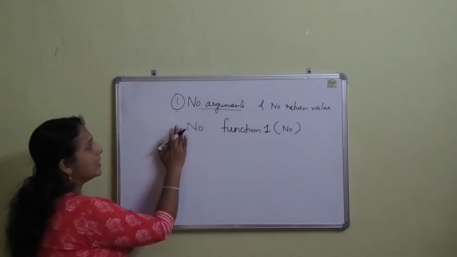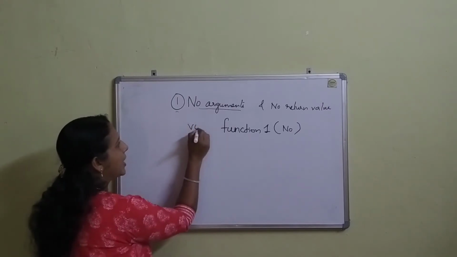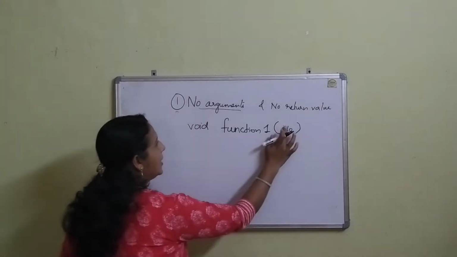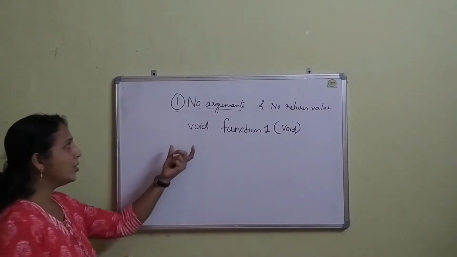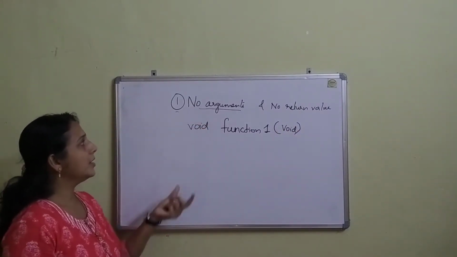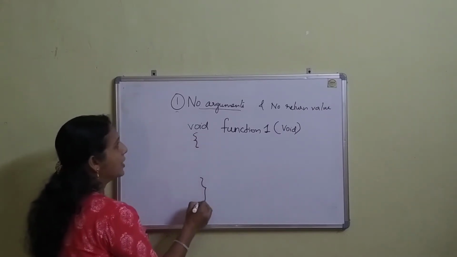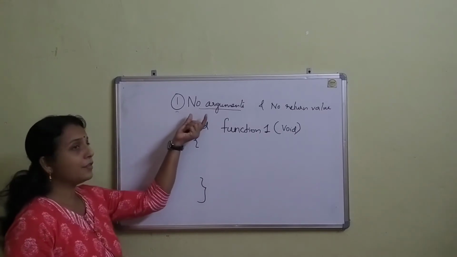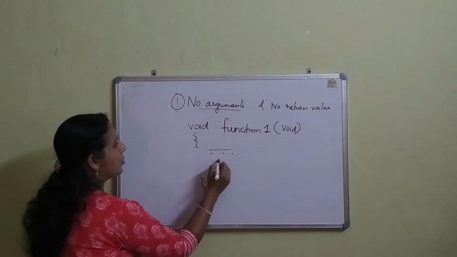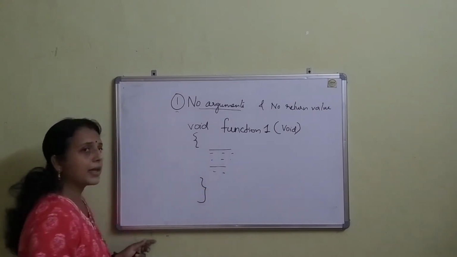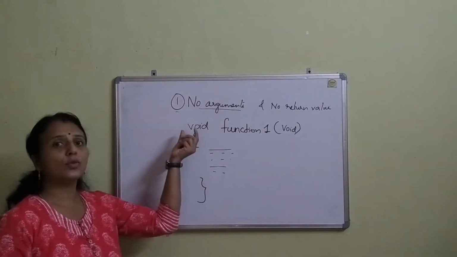In the programming language, instead of writing no, you have to write void. This is the format for defining a function which comes under the classification of no arguments and no return type. You will write some code inside the two curly brackets. So this is function1 with no arguments and no return type.